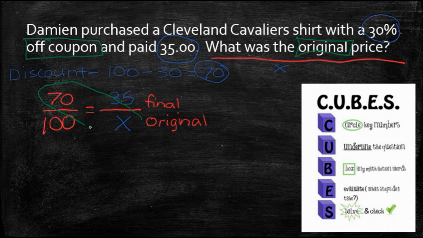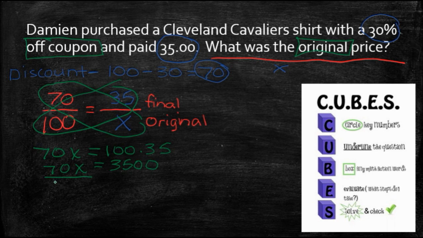Okay, you should have used your butterfly strategy. And you should have got 70x equals 100 times 35. And then after solving that, you divide by 70. And then your final answer should have been $50. So he spent $35, but the original price was $50 before the coupon.